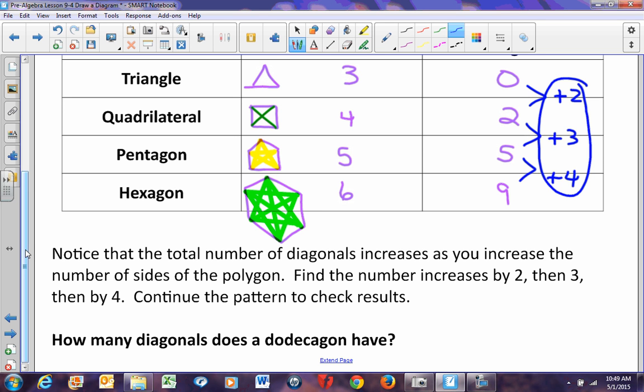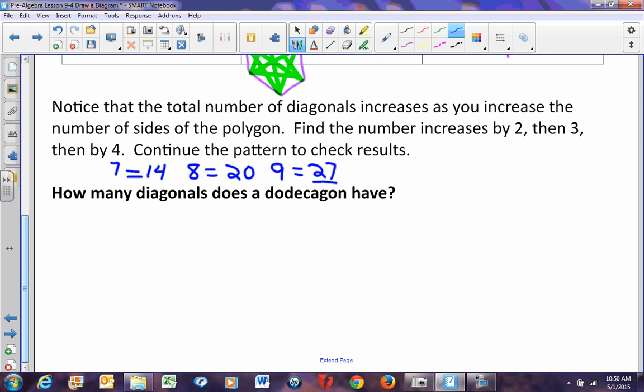So, if it had 6 sides, it had 9 diagonals. 7 sides would go up by 5. So 9 plus 5 is 14. 7 sides would equal 14 diagonals. 8 sides would go up by 6. 14 plus 6 is 20. And 9 sides would go up by 7. So 20 plus 7 is 27. So yes, it does check, doesn't it? That to me seems like it's a little easier to use than drawing all the diagonals and naming them.